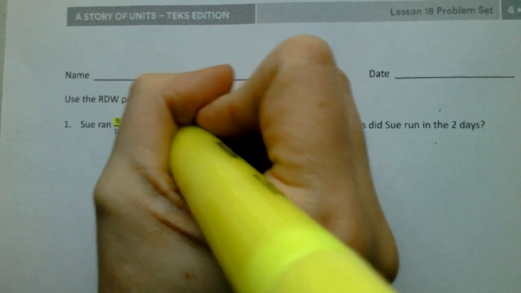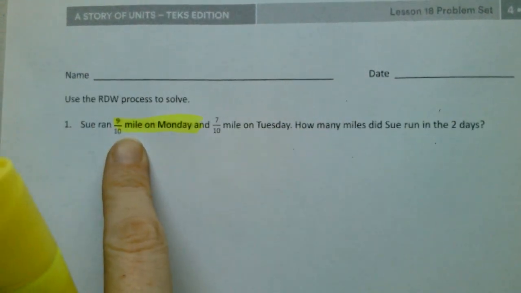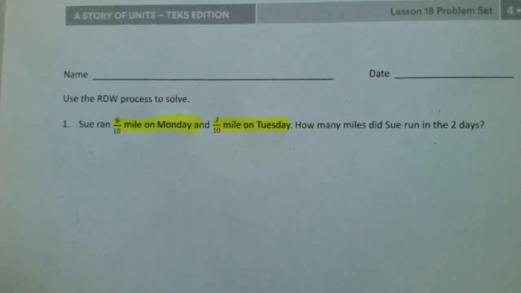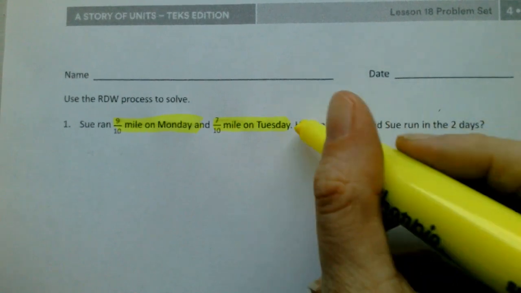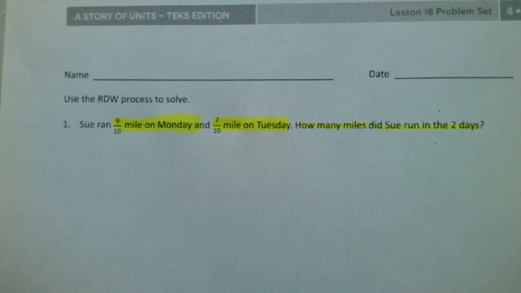We know that on Monday, Sue ran 9/10 of a mile. And then on Tuesday, we were also told that Sue ran 7/10 of a mile. Our job is to figure out how many miles did Sue run in those 2 days. So in total, we have to figure out how many miles did Sue run.